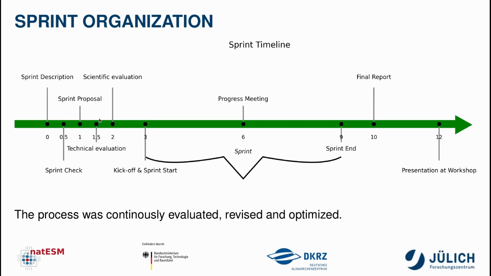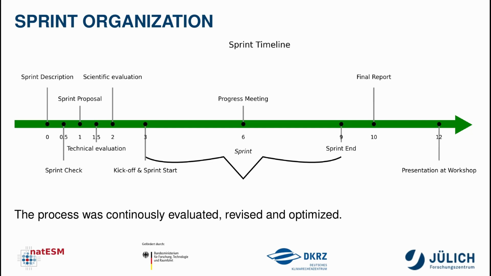After that, there will follow a technical evaluation by the research software engineers and a scientific evaluation by the members of the steering committee. Once you have passed this, you can start with a sprint. You will have a kick-off meeting and start with the sprint. These are the 6 months of the sprint. In between, there will be a progress meeting, and when you have finished the sprint, you have about a month's time to write a final report. And after your sprint is done, you're usually invited to the workshop to present your sprint results to the broader community.